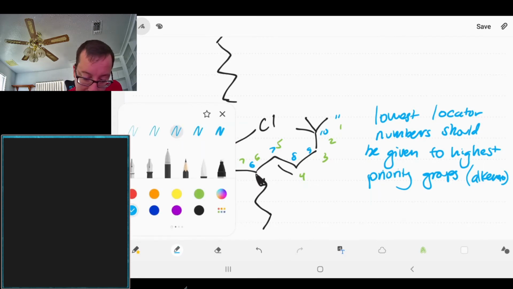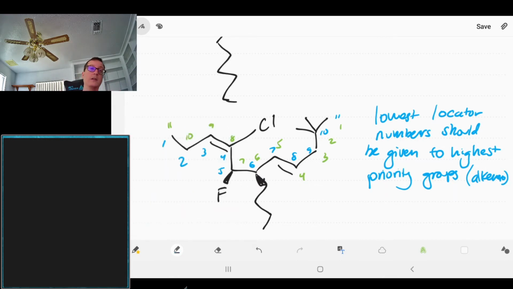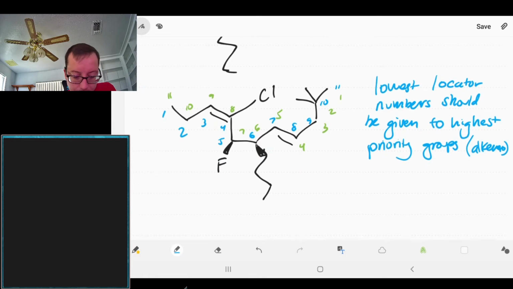So even though we have substituents close on the green side, we have to give our higher priority groups their special treatment. So we're going to go ahead and number this with the blue numbers. All right, so on carbon 3, we have an alkene. And that happens to be an E-alkene because our highest priority groups are on opposite sides.